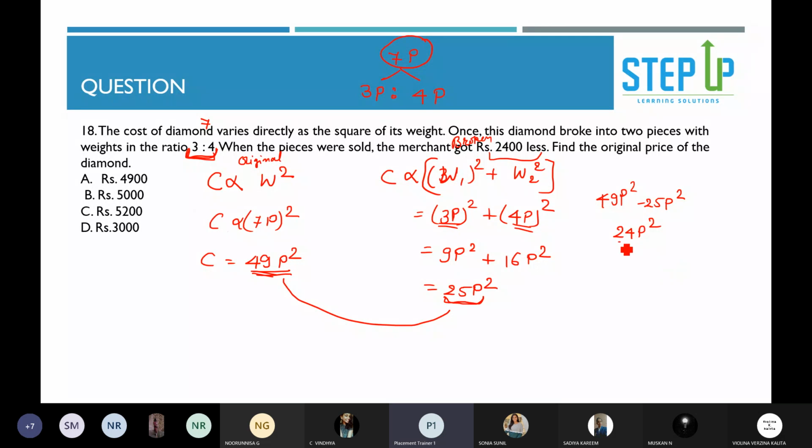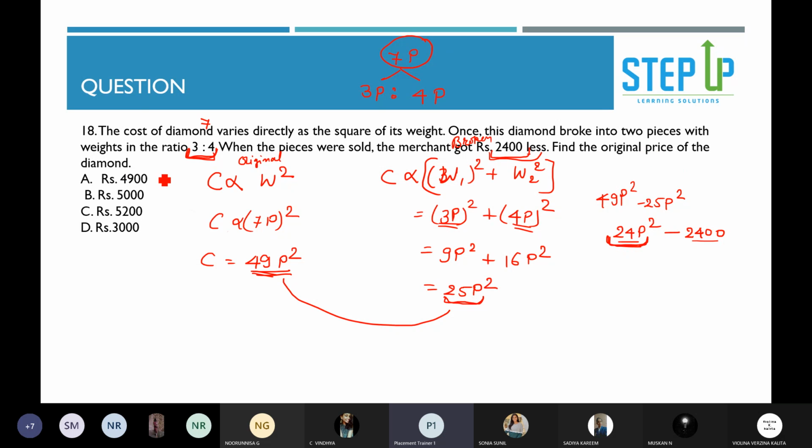And this 24p square is equal to what rupees? How much amount he got less because of this 24p square? 2400. 2400 less. Did you understand? Right? Yes, ma'am. When the pieces were sold, the merchant got 2400 less. Why was he getting 2400 less? Because of this 24p square weight, or cost, 2400.